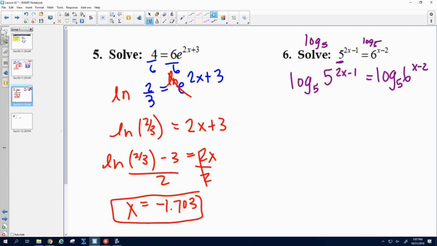All right, so on this side, it's really easy because that cancels, and I get a 2x minus 1. But on the right-hand side, we need to do some extra math. What happens to this exponent? What is something I can do with it to get it out of the exponent? Yeah, you need to move it into the front. And I would put some parentheses around that.